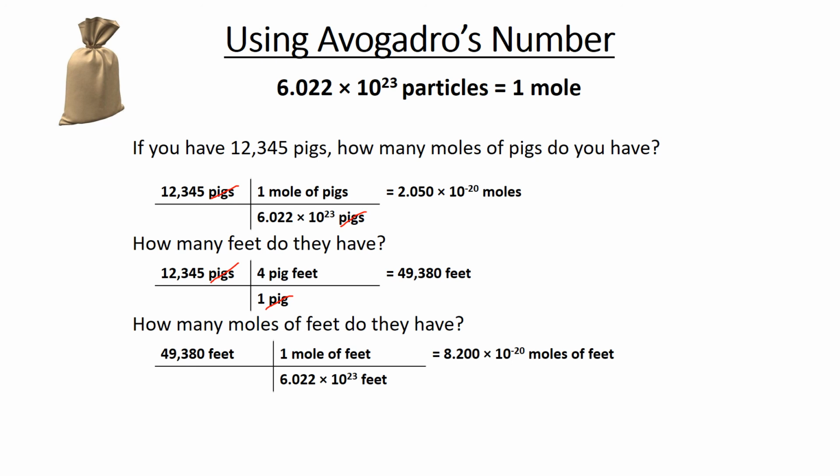But you could also go another way. You could say that, well, I have 2.050 times 10 to the negative 20 moles of pigs. Now, if I have that many moles of pigs, I have 4 times as many moles of pig feet. If one pig has 4 feet, then 1 mole of pigs has 4 moles of feet. If I have a dozen pigs, then I have 4 dozen pig feet. So 1 mole of pigs is 4 moles of pig feet.